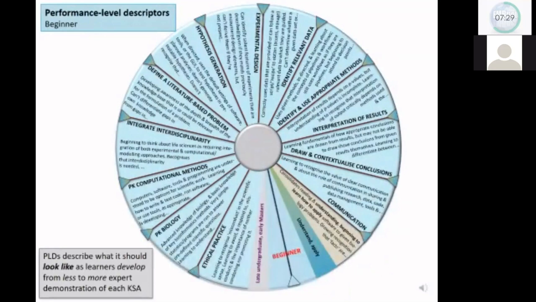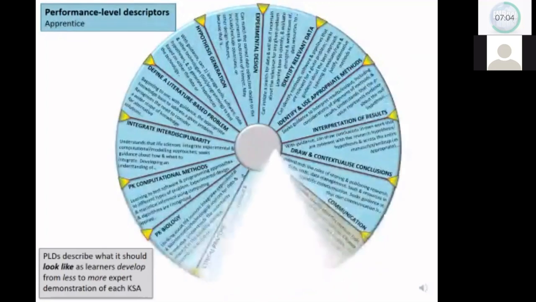And at this stage, the beginner stage, this beginner is beginning to learn how to apply software to a given problem, etc. And the Bloom's level has changed accordingly, as you see, to understand, apply, which is B2, B3. And this might be a typical description of an early master's student.